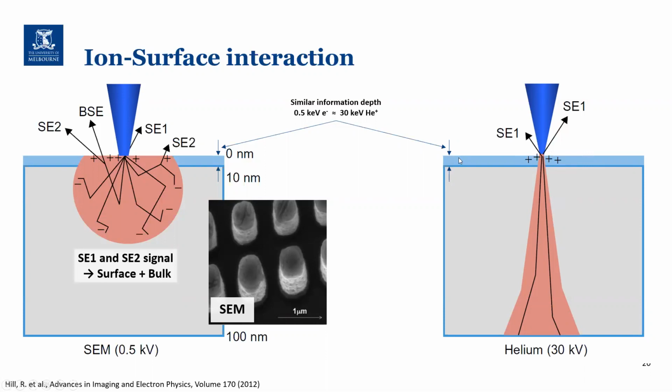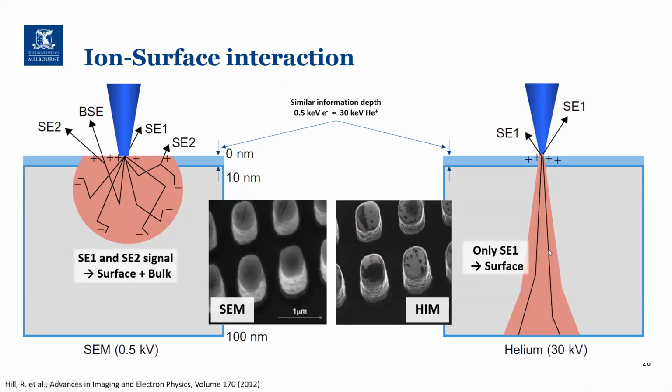Now you'll notice as well that the information depth for the helium ion here is around 10 nanometers. To achieve that with an SEM, you need a low accelerating voltage, about 500 eV. So this now becomes far more surface sensitive. We're only really getting information from the topmost layers. So it's only SE1 and only surface information. And that's what gives us this enhanced surface contrast.